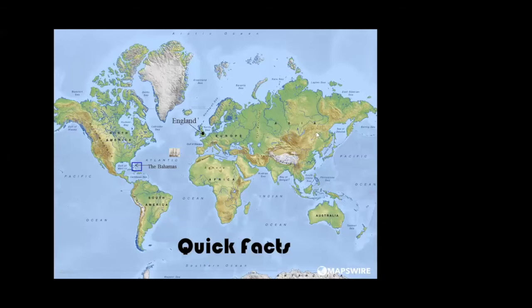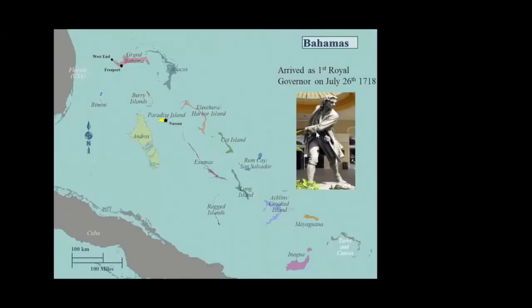So, what happened when Mr. Rogers arrived in the Bahamas? All right. As stated before, Woods Rogers arrived in 1718. He came with 3 ships. His lead ship was called the Delicia. That is D-E-L-I-C-I-A. All right. As I stated before, his 100-person crew was made up of soldiers and settlers.